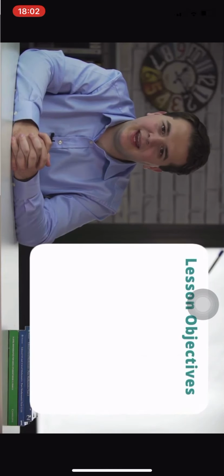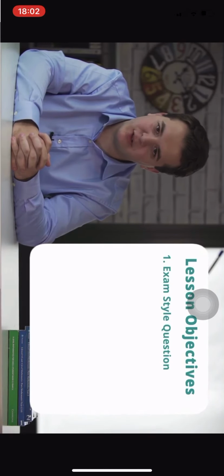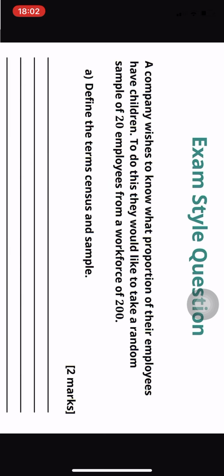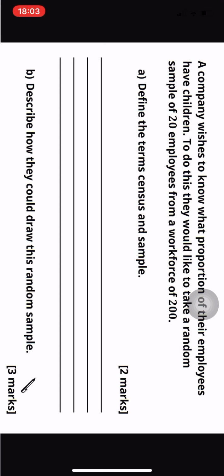Hi guys, in this video we're going to take a look at an exam style question. A company wishes to know what proportion of their employees have children. To do this, they would like to take a random sample of 20 employees from a workforce of 200. Part A asks us to define the terms census and sample, and this is for 2 marks.